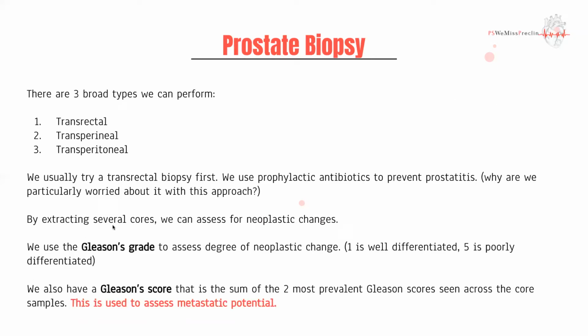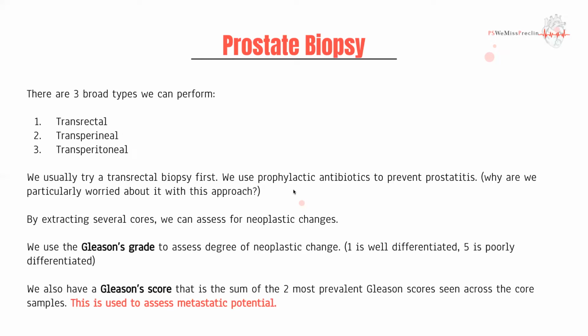Now, in terms of a biopsy, there are 3 broad types we can perform. We can either go transrectal, transperineal, or transperitoneal. The difference between 2 and 3, they sound a bit similar. The perineum is the area of skin between the anus and the urethra, and peritoneal is to the peritoneal cavity, and that's often an anterior incision. We usually try to get a transrectal first.